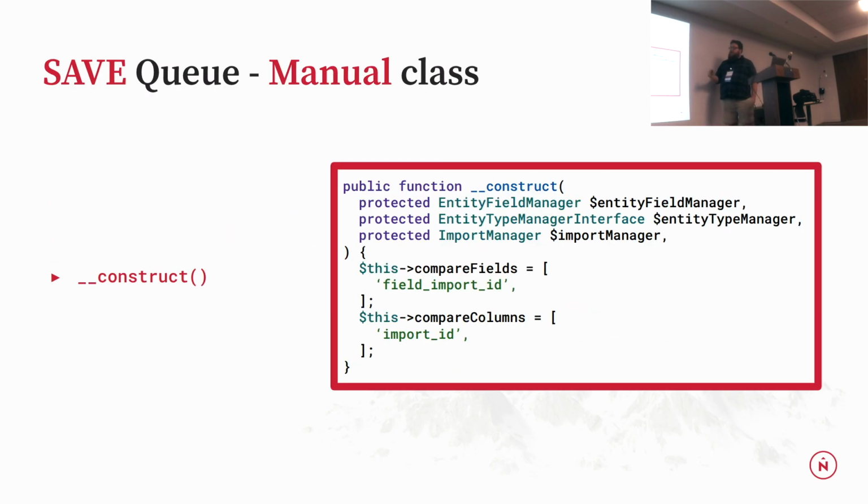So again, in our manual, we can define our compare fields, our compare columns. It's really saying that's the field we care about in Drupal, and that's the column that's coming in from our source data.